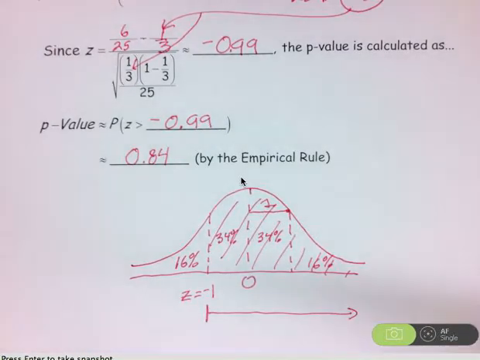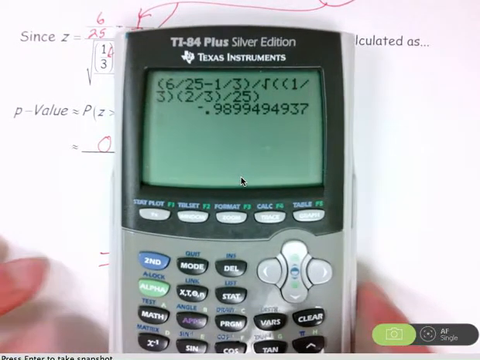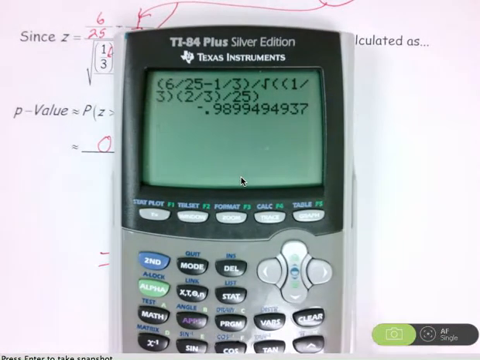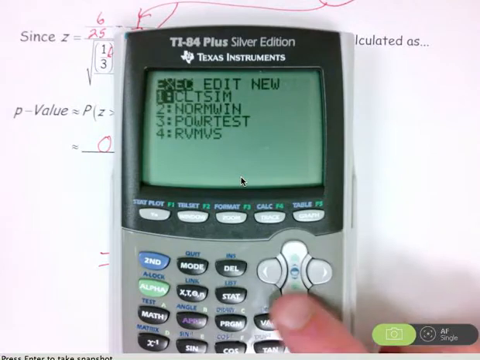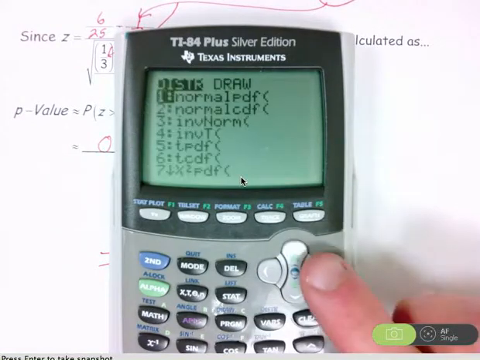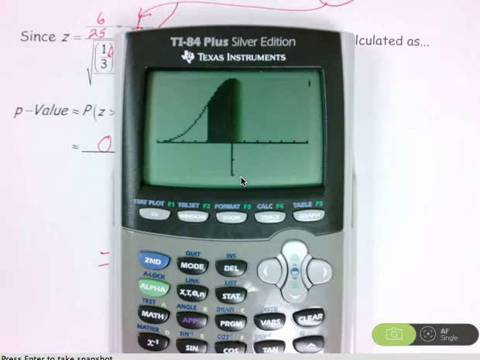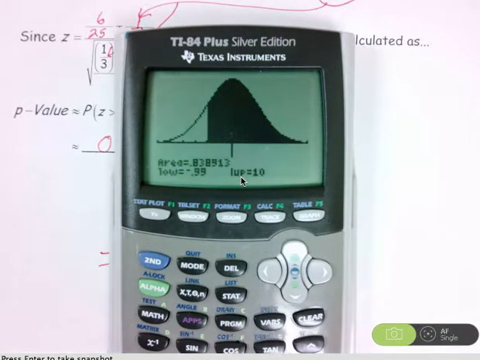So if you wanted to use your calculator, this is where you would use the shade norm command. I'm not convinced that you need to do this. I think it's more clever to use the empirical rule. If you're going to use the shade norm command, I would run the norm window program first. Then, fine, you can go second variables and draw shade norm. So you can put in negative 0.99 for your lower boundary, and you can put in 10 for your upper boundary. And you can see it, but again, you're going to get nearly exactly the same thing.